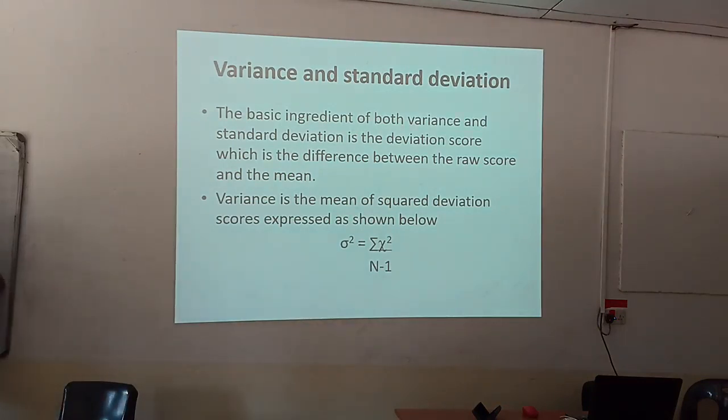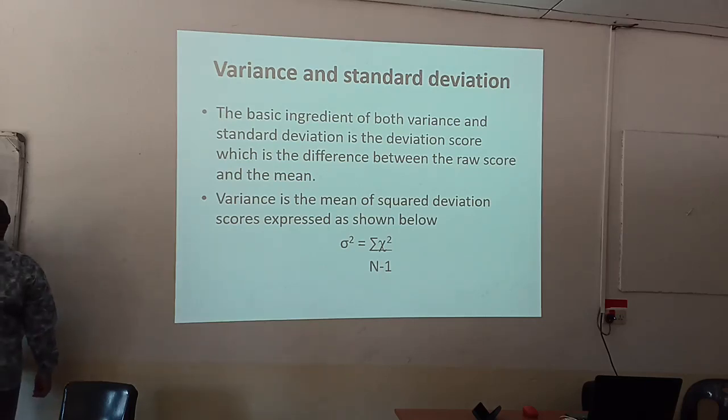Let's write this in terms of a common number. Give us an example. So if you take the score minus the mean, it is referred to as the deviation score.